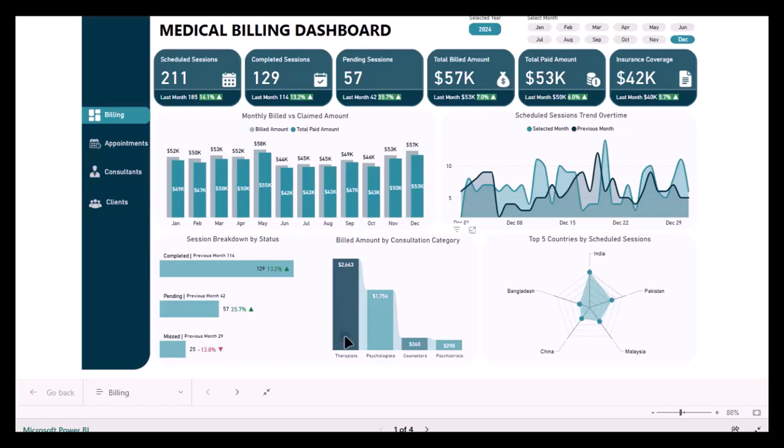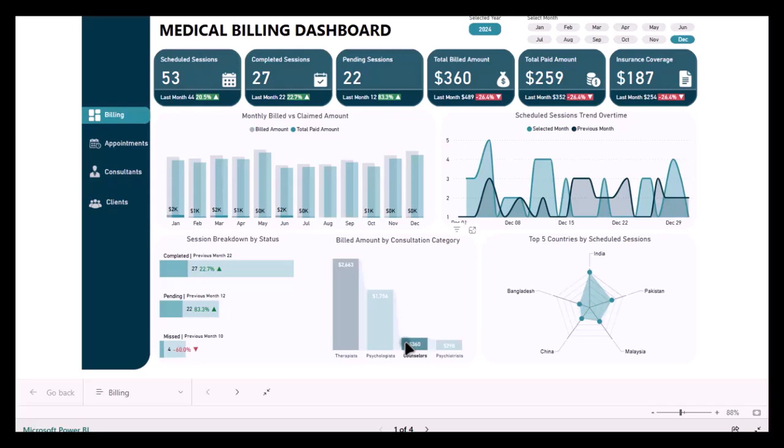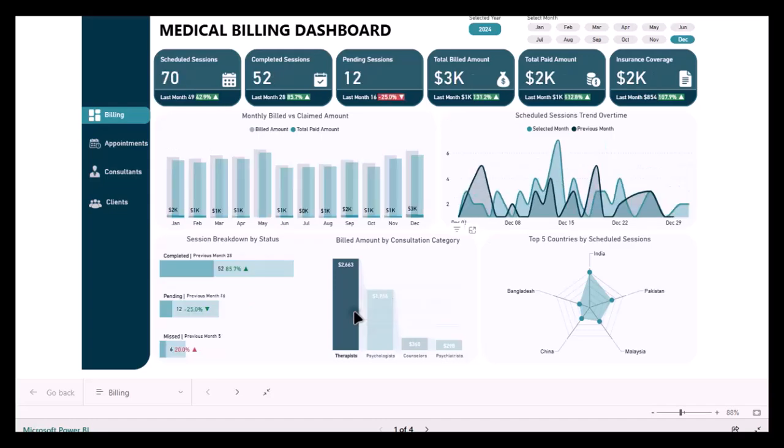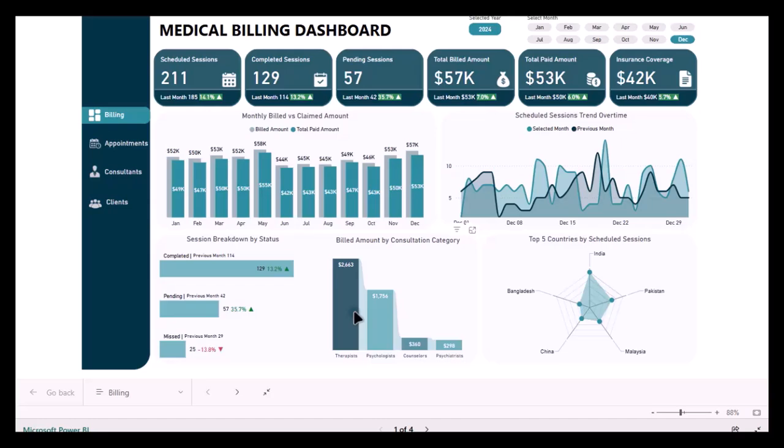Moving forward to another visual, which is billed amount by consultation category. Here, we see a breakdown of billed amounts by different consultation categories, which are therapists, psychologists, counselors, and psychiatrists. It helps you understand which services bring in the most revenue. For instance, therapists are leading here with $2,600. This data can guide decisions on resource allocation or marketing efforts for underperforming services.